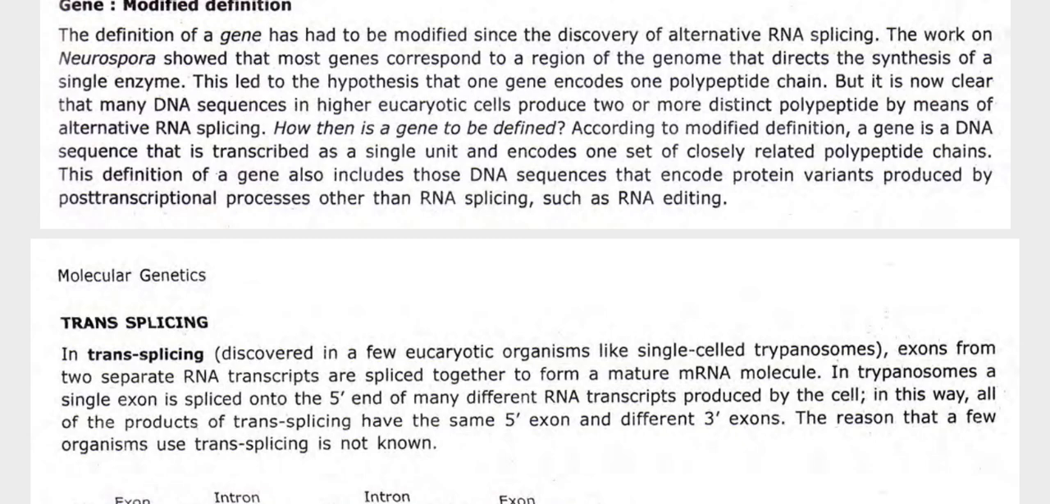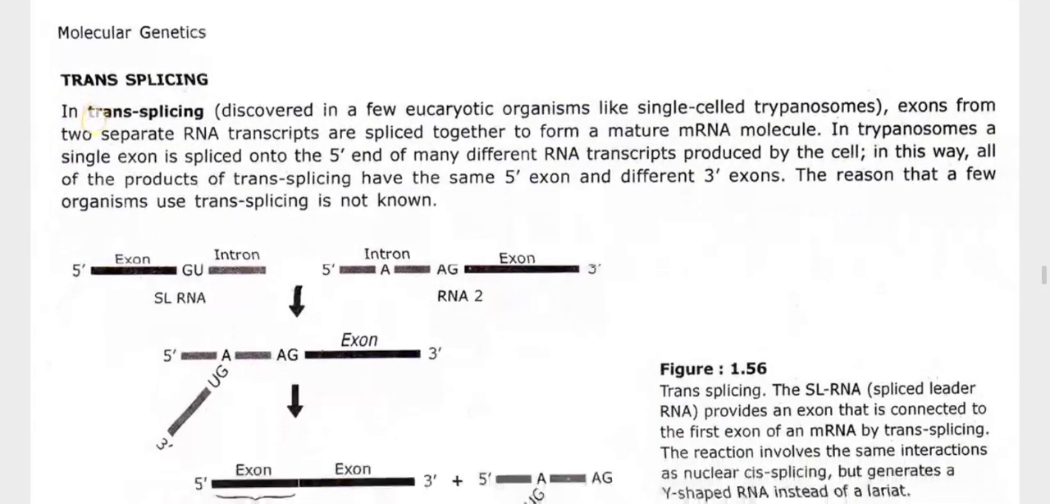According to the modified definition, a gene is a DNA sequence that is transcribed as a single unit and encodes one set of closely related polypeptides. This definition of gene also includes those DNA sequences that encode protein variants produced by post-transcriptional processes other than RNA splicing, such as RNA editing. Then trans splicing is also there.